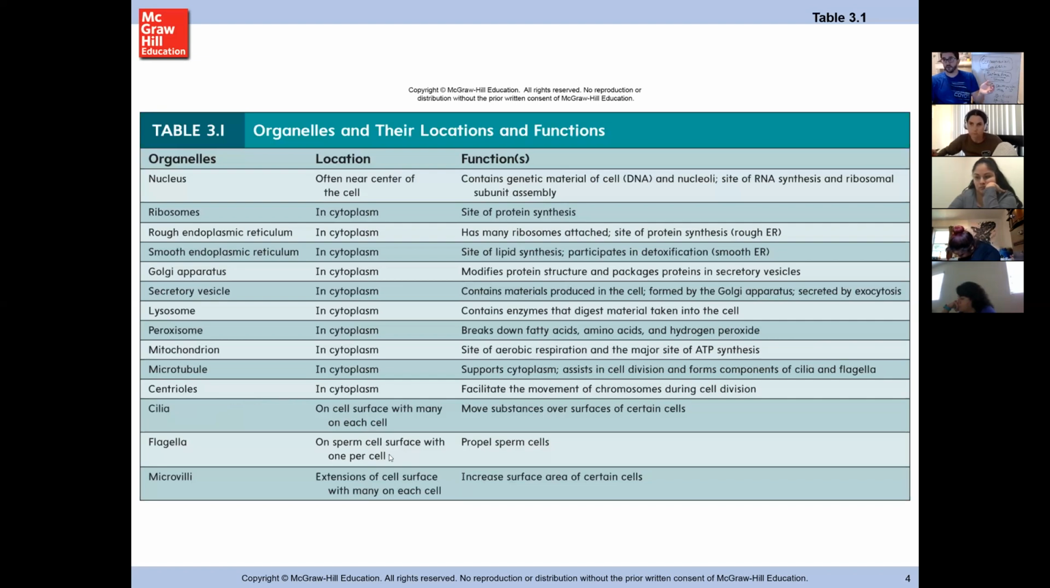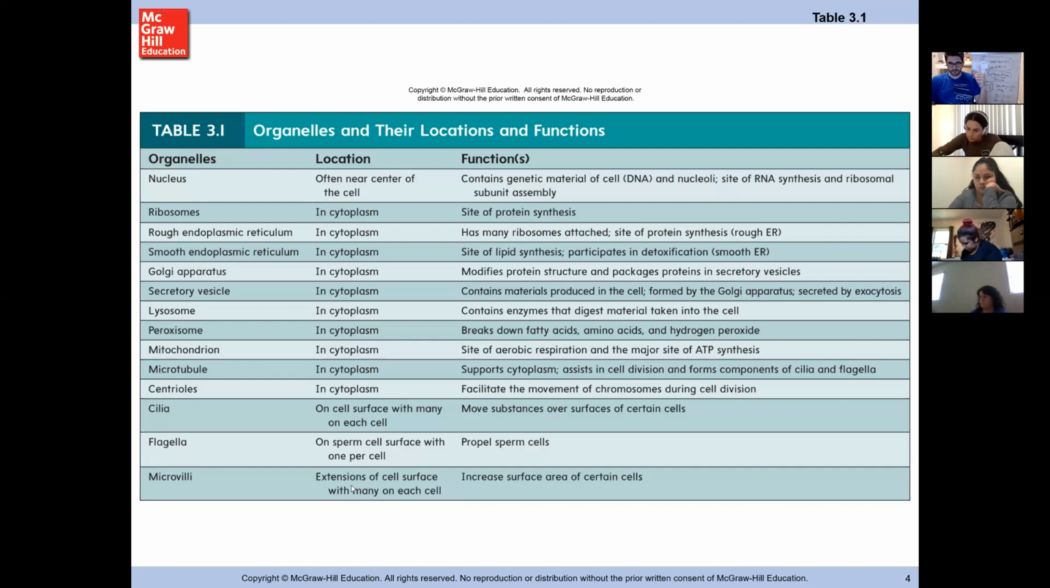Flagella, you typically only find these on sperm cells. To my knowledge, I don't think there's a cell other than sperm that has flagella, in humans rather, that occurs in us naturally and isn't some sort of bacteria. But yeah, the flagella on the sperm cell surface, with one per cell, helps move it through fluid.